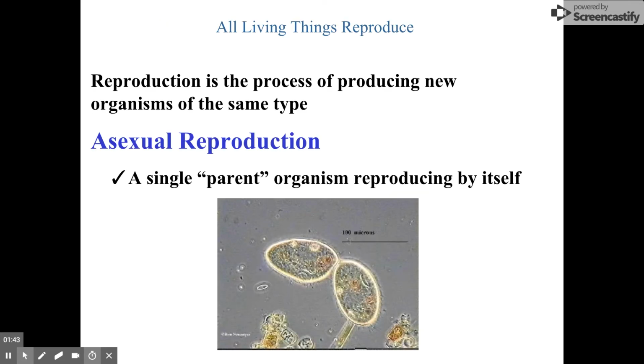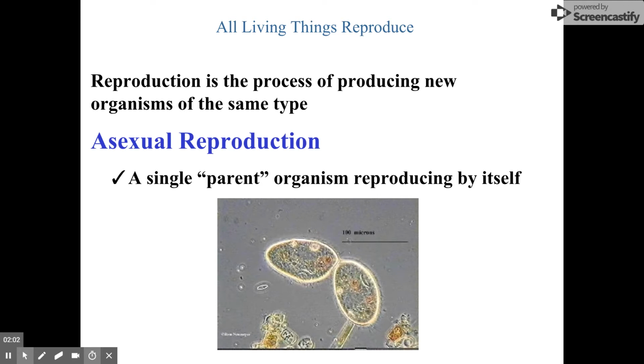Our second characteristic of life is that all living things reproduce. Makes sense. If we are living, we need to make more living things. So, reproduction is the process where we make new organisms of the same species. There are 2 types of reproduction: asexual reproduction and sexual reproduction.